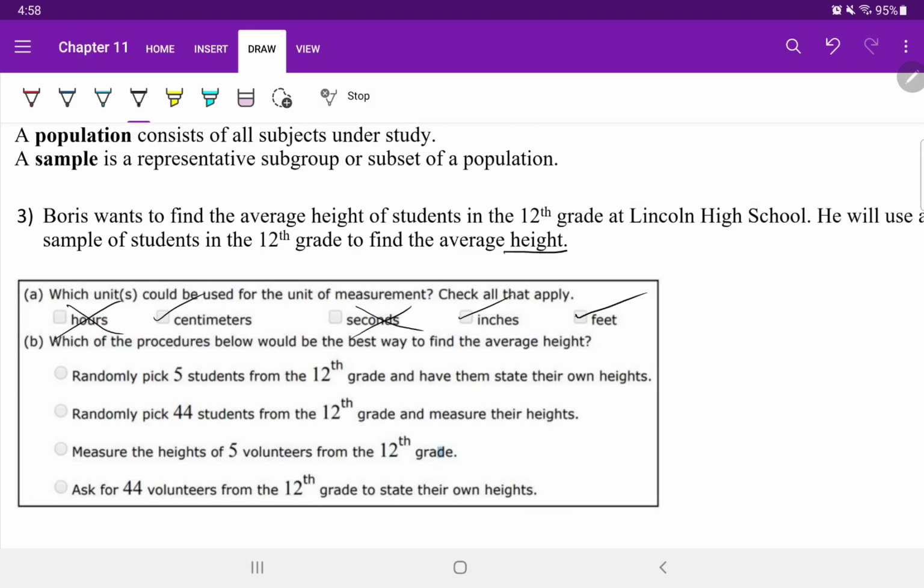B, which of the procedures below will be the best way to find the average height? Randomly pick 5 students from the 12th grade and have them state their own heights. Randomly pick 44 students from the 12th grade and measure their heights. Measure the heights of 5 volunteers from the 12th grade. Ask 44 volunteers from the 12th grade to state their own heights. The obvious answer is going to be the second one.